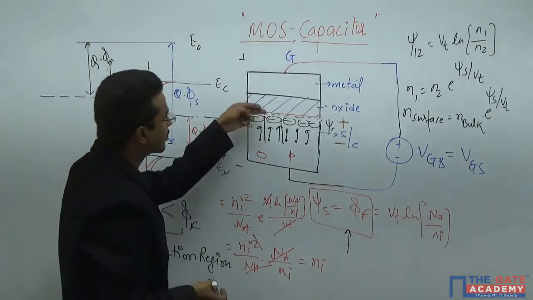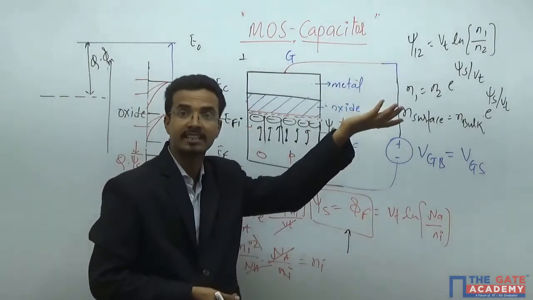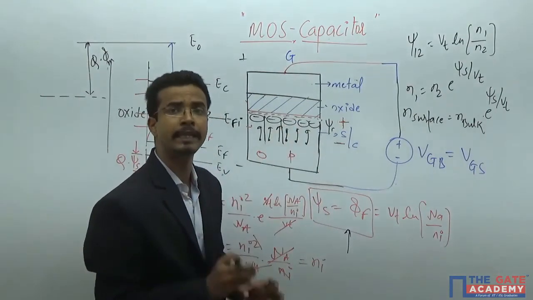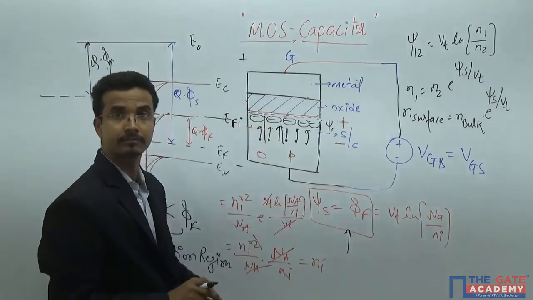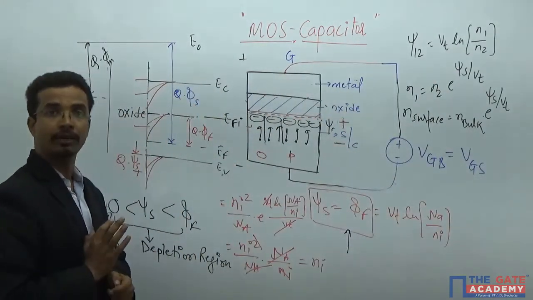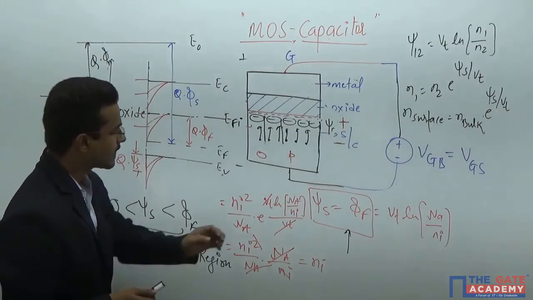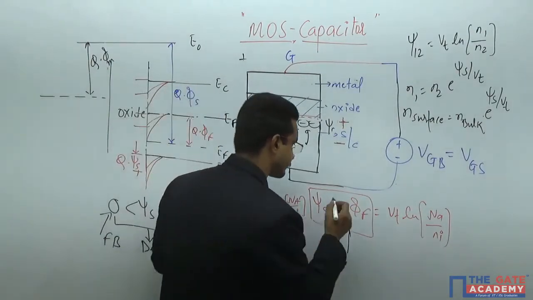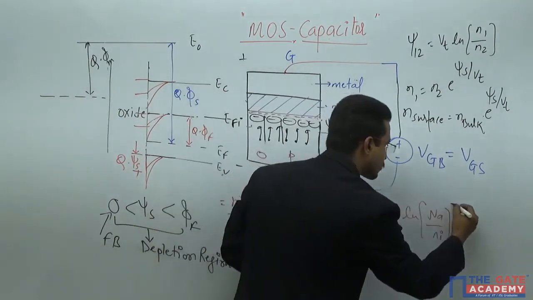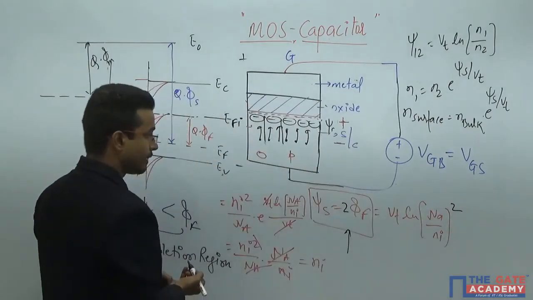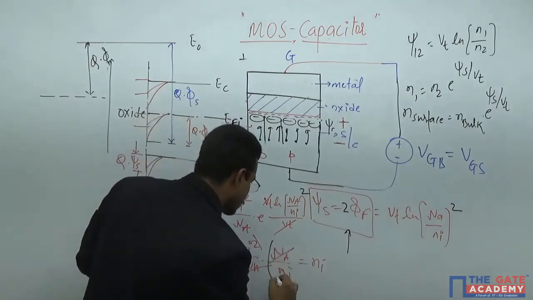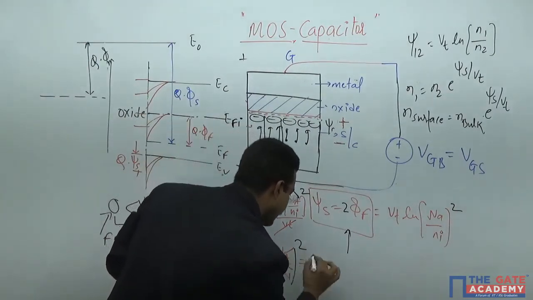Because you have depleted the holes from here, which were the majority charge carriers for the p-type substrate. You have depleted the holes from the surface. Now, if you further increase this VGS, you will get a further increment in psi s, and assume that this psi s becomes 2 phi f. If psi s becomes 2 phi f, then you will get a square here, and this will also become a square, and you will get Na here.